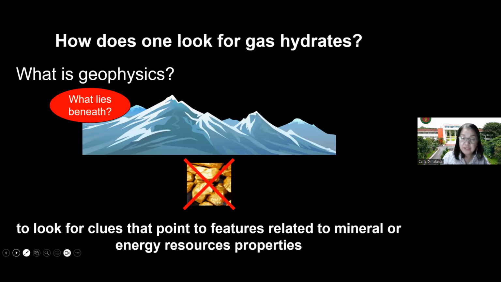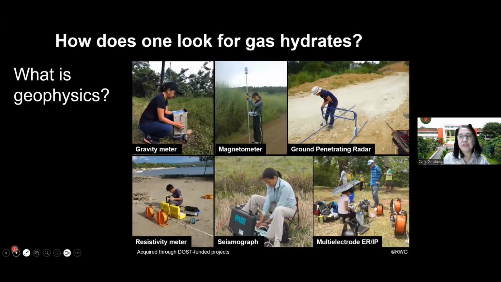So geophysics more often than not does not directly allow you to see the deposit that you're looking for, but what it does is it allows you to look for the clues that you need in order to find the deposit that you're looking for. Okay, so para siyang search for a treasure. In order to look for the treasure, you need to look for clues. Yung iba may map, but yung iba may mga indicators that will lead them to find the treasure. So this is what we try to do with geophysics.